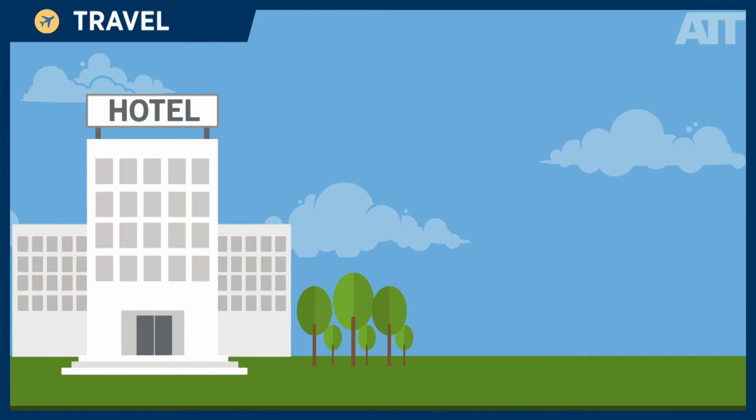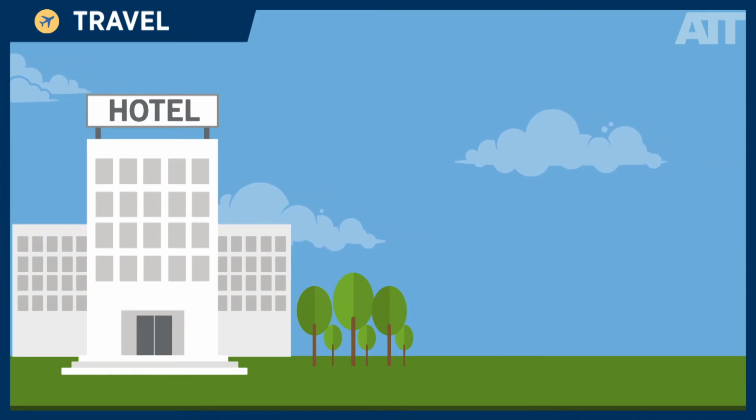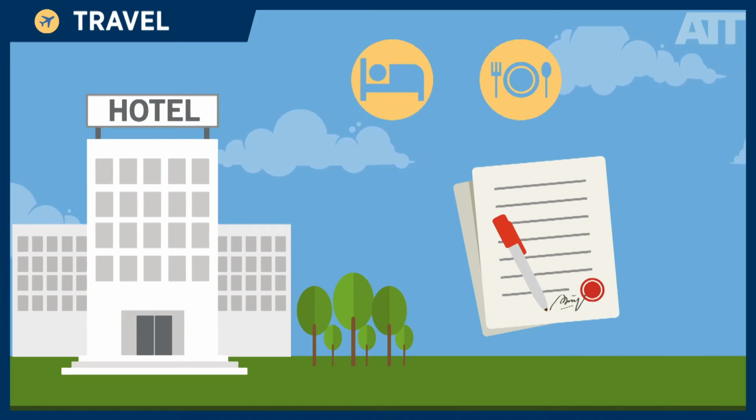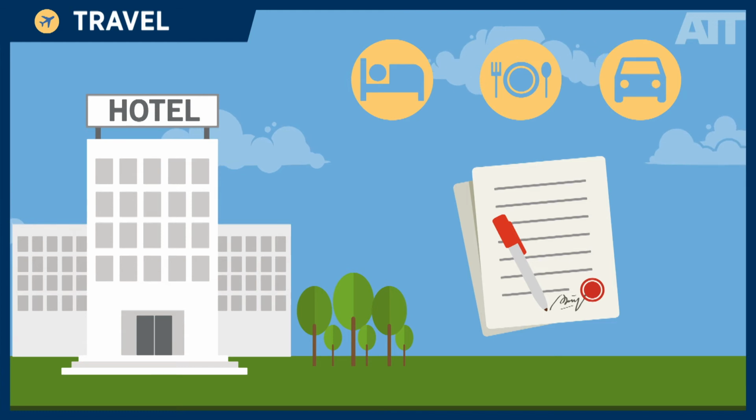So, if you're holding a workshop, you should try to negotiate a lump sum contract with the hotel or venue provider for accommodation, food, and transport, and pay the hotel directly.